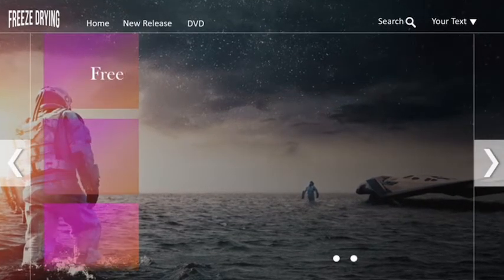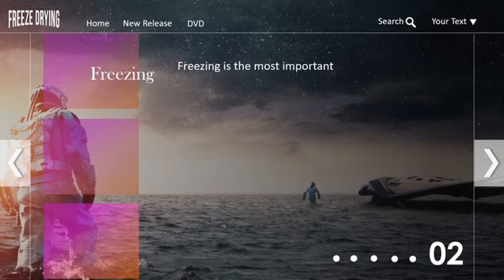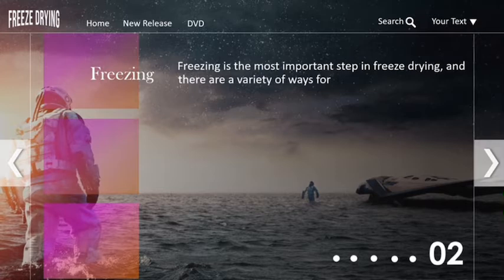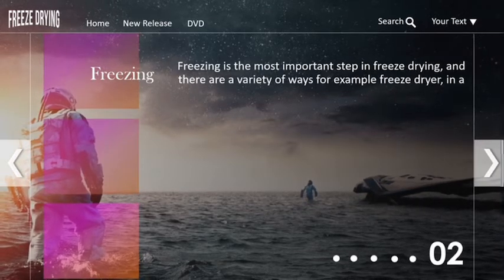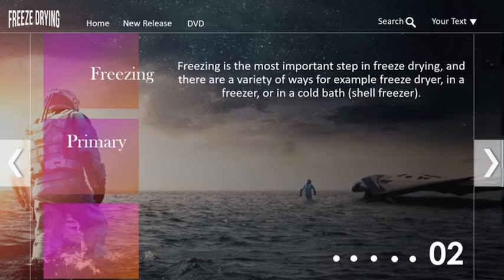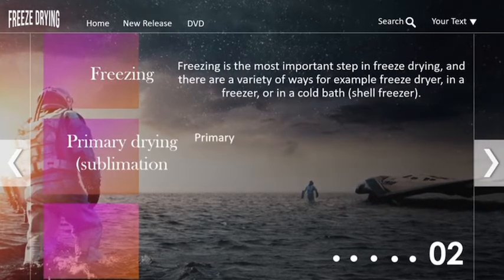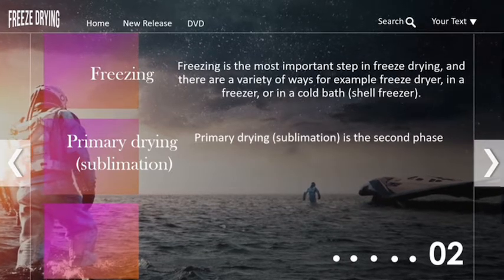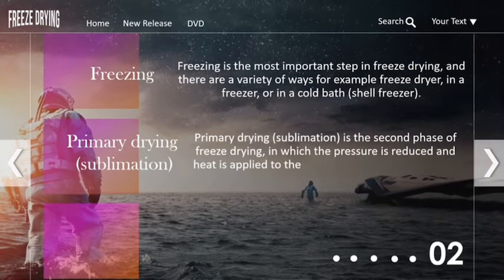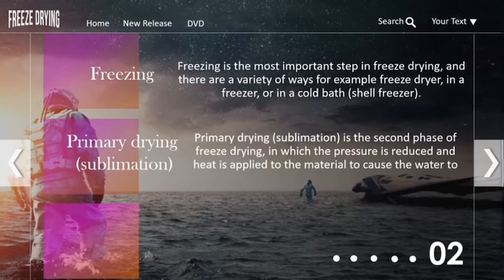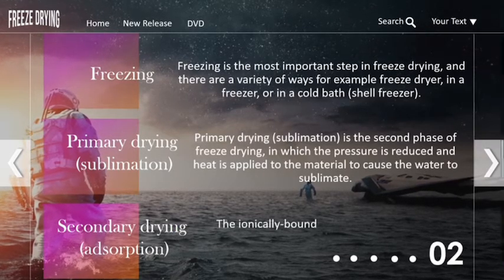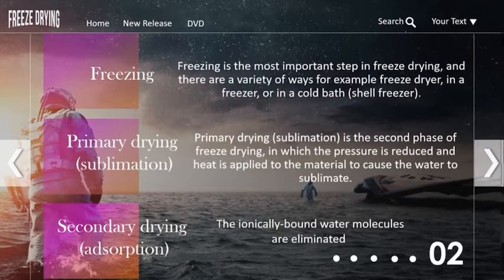Firstly is freezing phase. Freezing is the most important step in freeze drying, and it has a variety of ways. For example, in a freeze dryer, in a freezer, or in a cool bath. Secondly is the primary drying. Primary drying is the second phase of freeze drying in which the pressure is reduced and heat is applied to the material to cause the water to sublimate. Secondary drying. In this secondary drying, the ionically bound water molecules are eliminated.